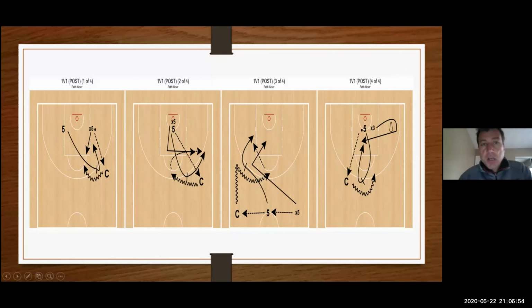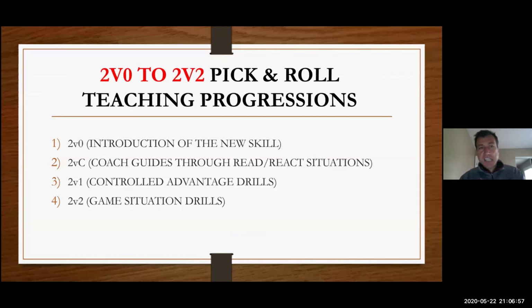Now, from now on, everything is the same. What I mean by the same, from now on, 2-on-0 to 2-on-2, all the way to 4-on-4, I am going to go through exactly the same stages. The first stage is the introduction of the new skill. The second stage is the coach guides through the read and react situations. Third stage is control advantage drills that we allow our offensive players to have that slight advantage. And the last stage where we want to put our players into, okay, go out there and let's see what you have type of situations, game type of situations.